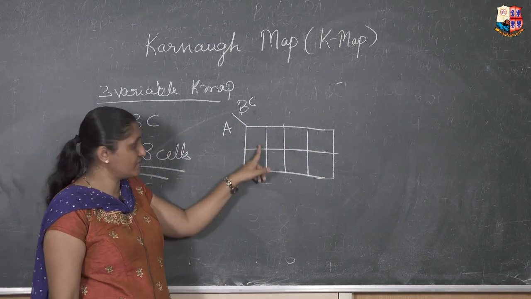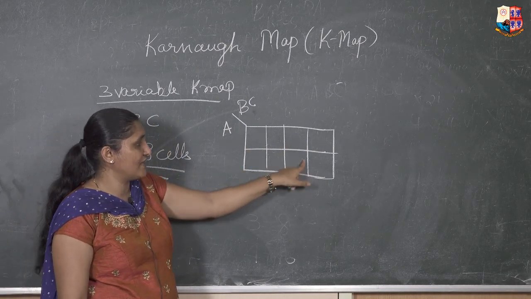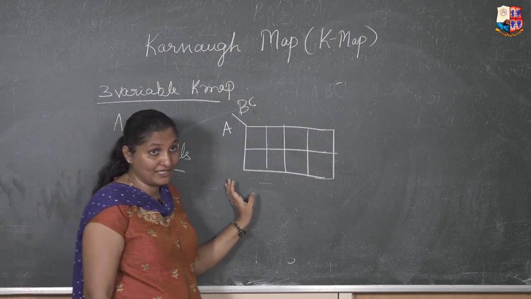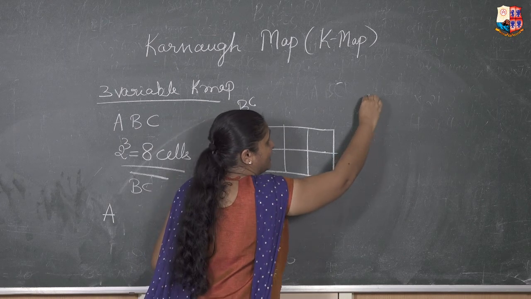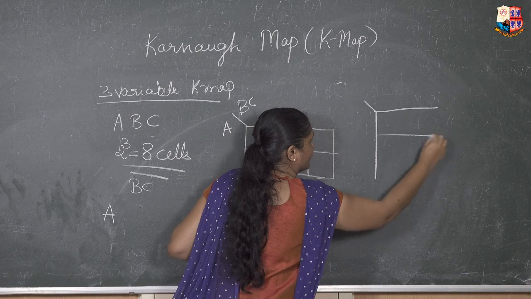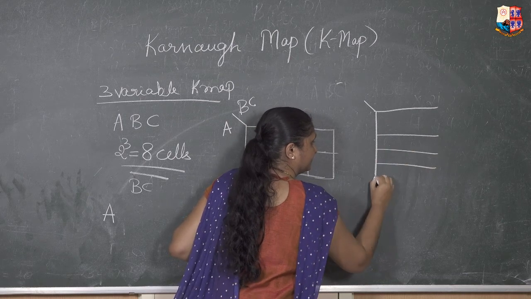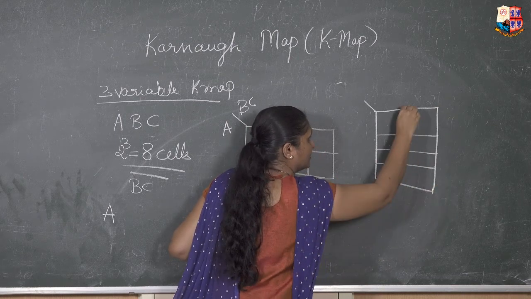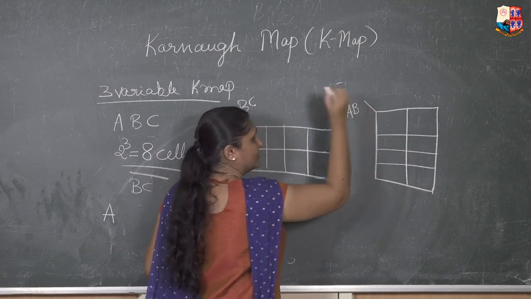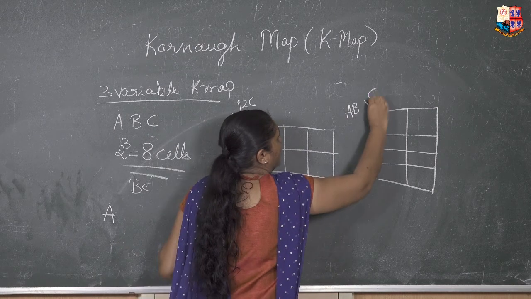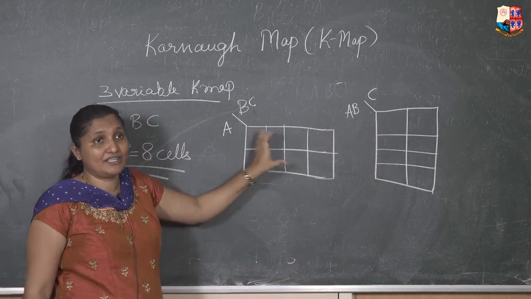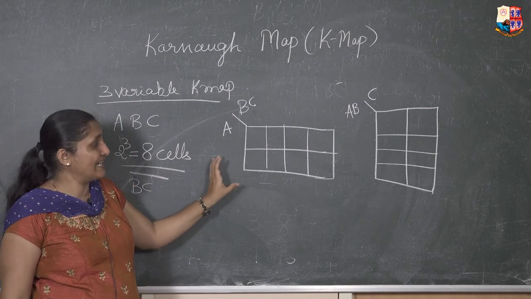Okay, so now we count the number of cells: 1, 2, 3, 4, 5, 6, 7, 8. So there will be totally 8 cells. This is one way of drawing. The second way is I will consider along row 4 rows and along column only 2 columns. So along row the 2 variables and along column 1 variable. So this is how you can draw a 3 variable K-map, totally 8 cells.